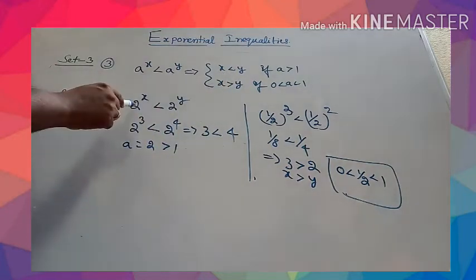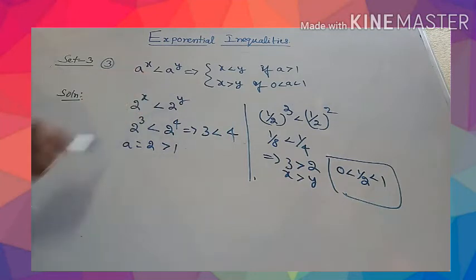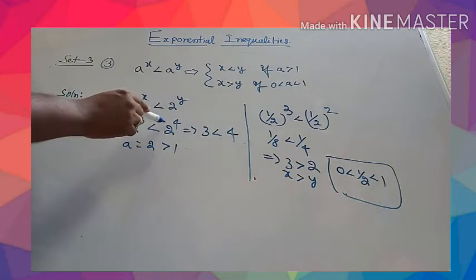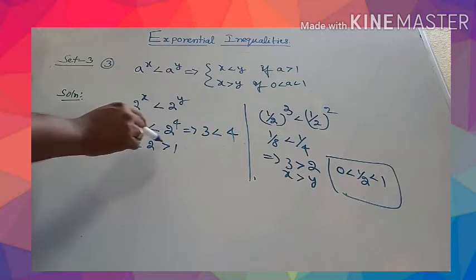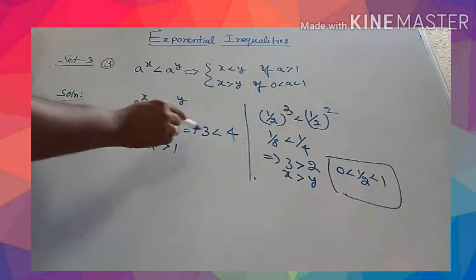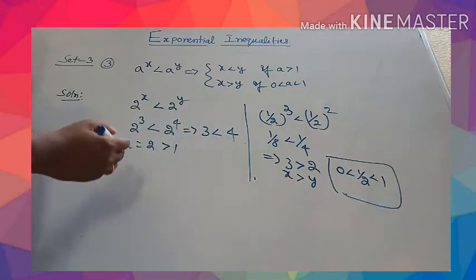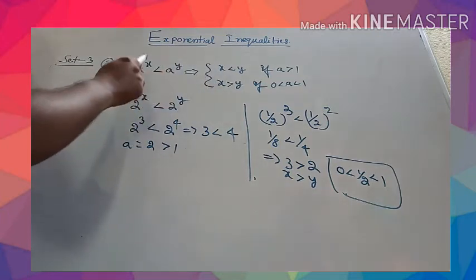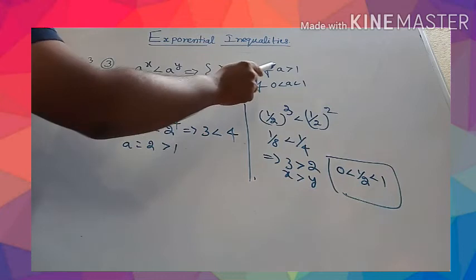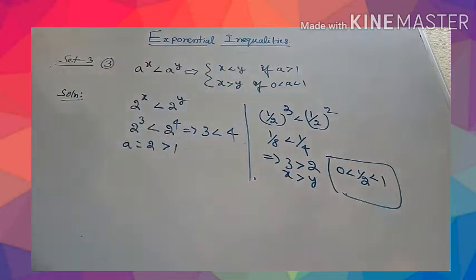examples. 2 power x is less than 2 power y, right? That means 2 power 3 is less than 2 power 4. That is a basic fact. 8 is less than 16. That means when the base is greater than 1, we know that 3 is less than 4. Therefore, we have got that a power x is less than a power y, x is less than y, when the base is greater than 1. Right, my dear students?